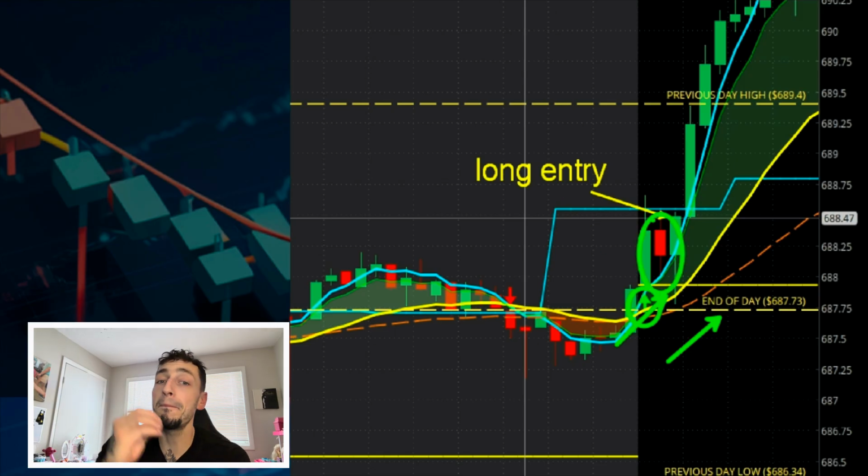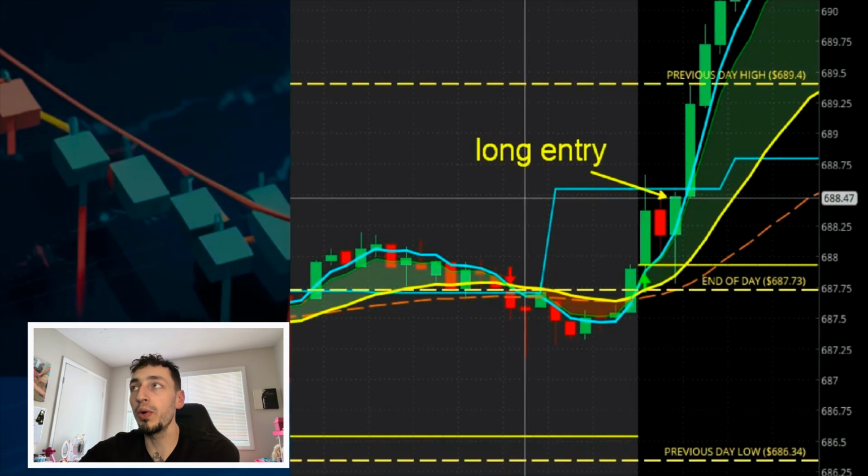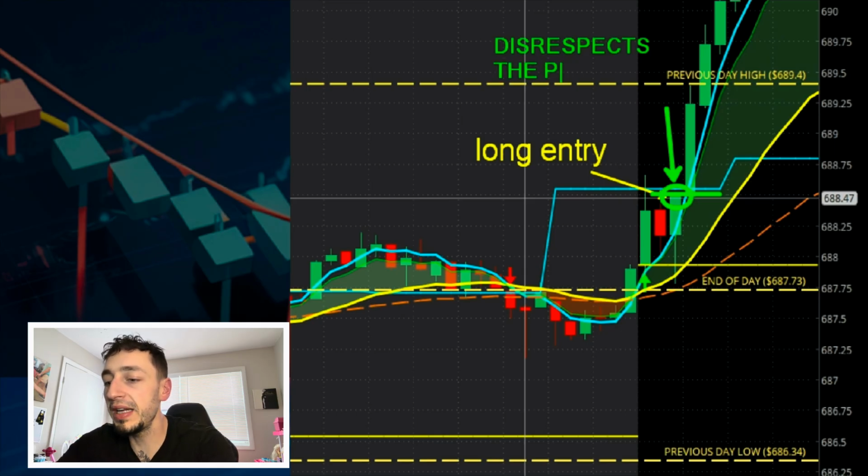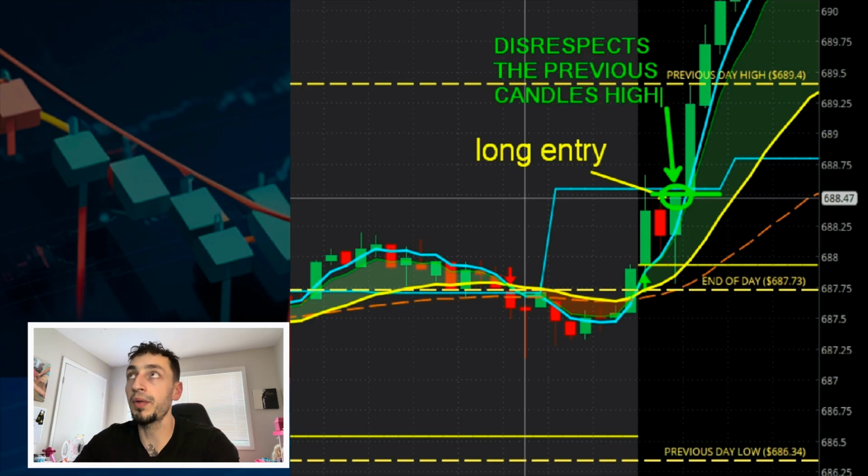In this case, buyers are in control. So we are going to spot the red bar that gets ignored. Why is it ignored? Because the following candle disrespects the high. Okay, so once again, right here, we're going to go disrespects the previous candle's high. Okay, this is all I'm looking for each and every single day.